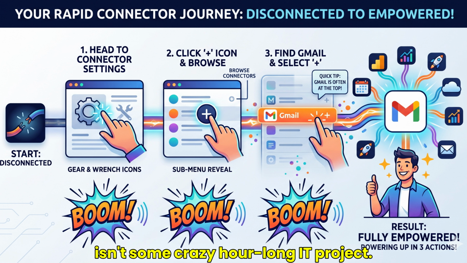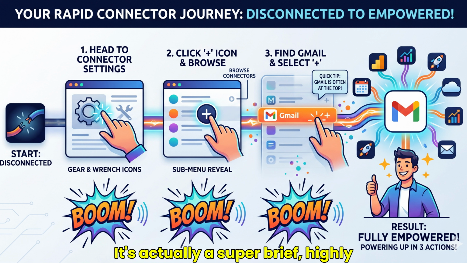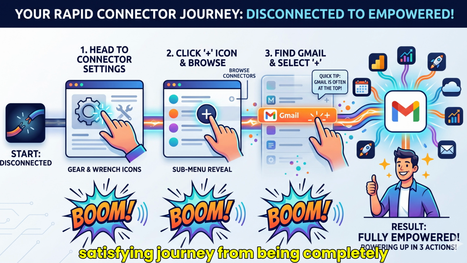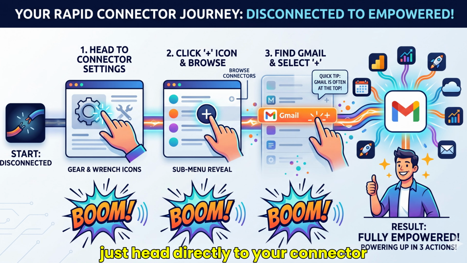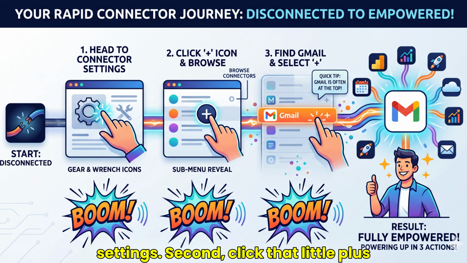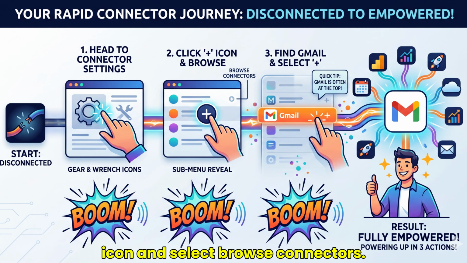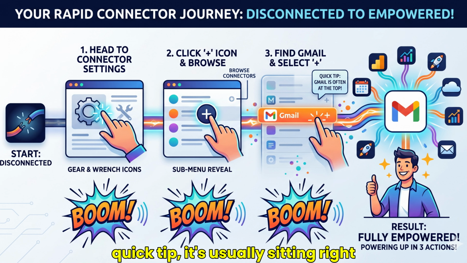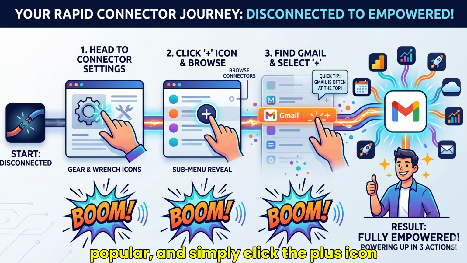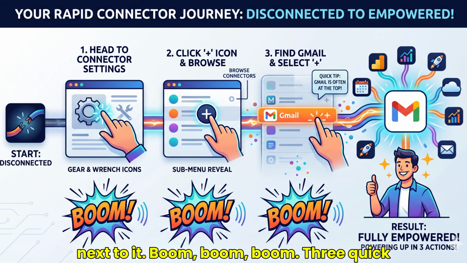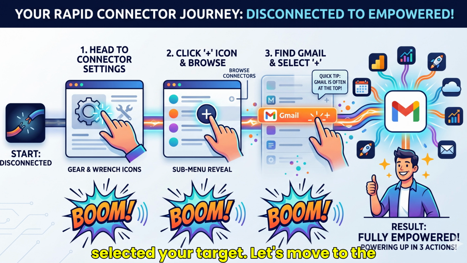All right, moving seamlessly into Section 2, the step-by-step setup. Now don't worry, this isn't some crazy hour-long IT project. It's actually a super brief, highly satisfying journey from being completely disconnected to fully empowered. First, just head directly to your connector settings. Second, click that little plus icon and select Browse Connectors. Third, find Gmail in the list, and as a quick tip, it's usually sitting right near the top anyway because it's so popular, and simply click the plus icon next to it. Boom, boom, boom. 3 quick actions and you've already found and selected your target.